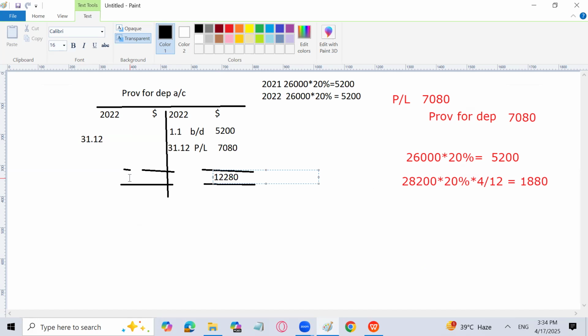12280, here too it will come 12280, and we will write the carried down over here, that is 12280. This carried down will become the brought down of the next year, 12280. Okay, now let's move forward.